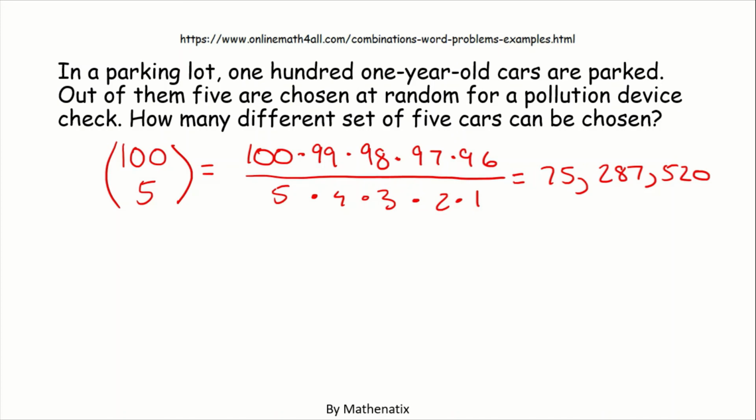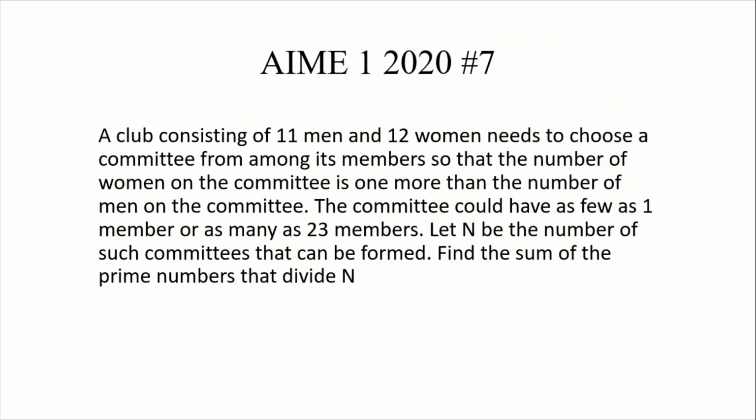Alright, so now that we've finished this problem, I have one last challenge problem for you. Let's see if you guys can solve it by yourselves. This is AMC 12 number 1, the 2020 problem number 7. And here's the problem. A club consisting of 11 men and 12 women needs to choose a committee from among its members so that the number of women on the committee is one more than the number of men on the committee. The committee could have as few as 1 member or as many as 23 members. Let n be the number of such committees that can be formed. Find the sum of the prime numbers that divide n.